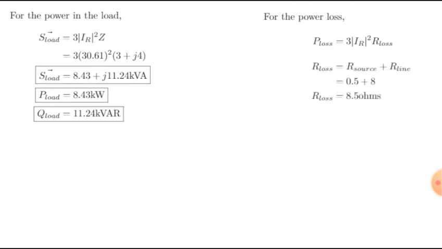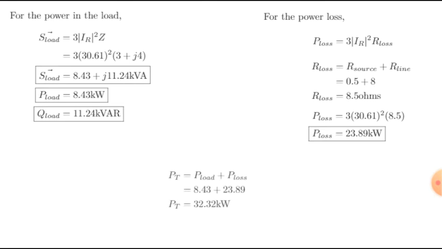R lost will be the resistance at the source and the resistance at the line, so it will be 8.5 ohms. If we substitute this one, our loss is 23.89 kilowatts. If you observe this one, this is not a very efficient system because the loss through the lines is much higher than the power in the load. So it's not a very efficient system.